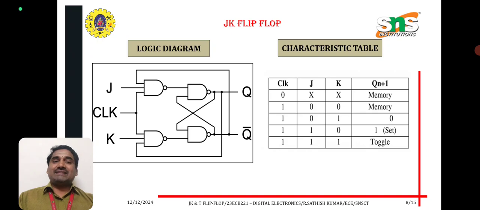This is the characteristics table of JK flip-flop. Clock is given as 0. For JK as XX, Qn plus 1 will be memory. When clock is high, for the states 0 0, 0 1, 1 0 and 1 1: 0 0 means memory, 0 1 is the reset state, 1 0 is the set state, and 1 1 means toggle.